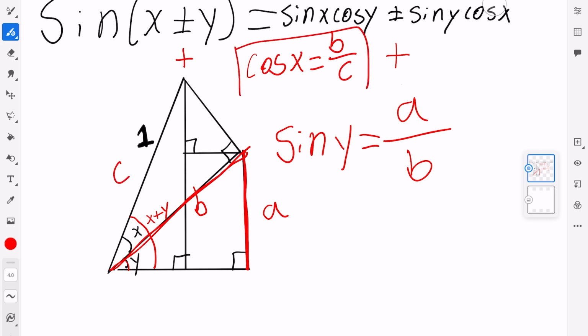So notice here that we already set this side to 1. As stated earlier, you can set it to any number and just have them multiplied in front. So this is why we wanted to make it 1, because if we just divide b by 1, it's just b. So we can find that this side, b, is just cosine of x.